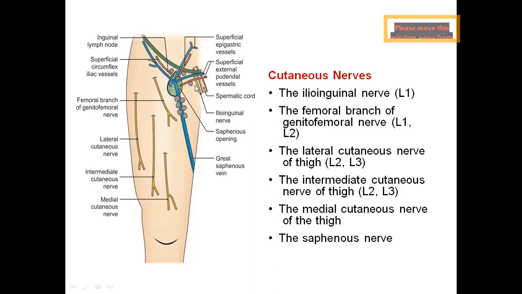Now let us see what are the various nerves you see. The first nerve you are finding here is the ilioinguinal nerve. Root value is L1. Don't worry much about these nerves at this moment. You are going to discuss in detail when we do the lumbar plexus. Now, we have the femoral branch of the genitofemoral nerve, this one. This also will be seen while we are doing dissection in the superficial fascia itself. The root value is L1, L2.